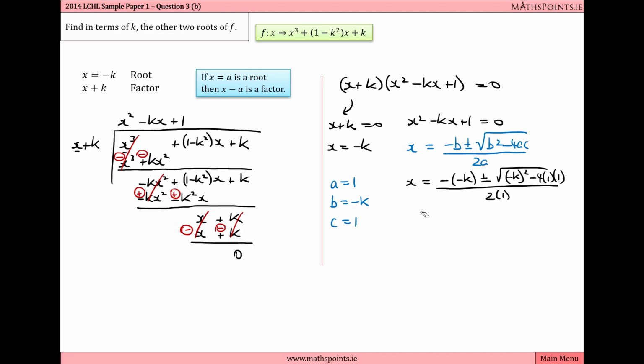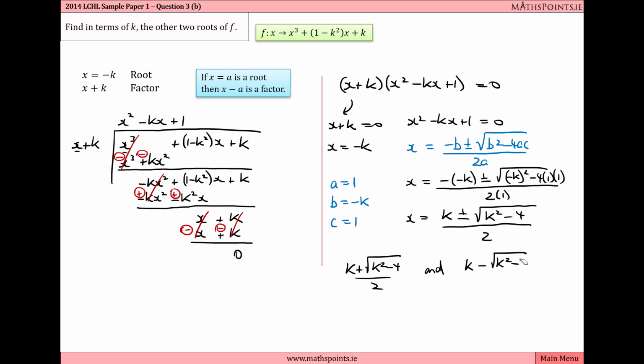all over 2 times 1. Tidying this up, we have minus minus k is plus k, plus or minus the square root of k squared, minus 4 by 1 is minus 4, all over 2. And so our other two roots in terms of k are k plus the root of k squared minus 4, over 2, and k minus the square root of k squared minus 4, over 2.